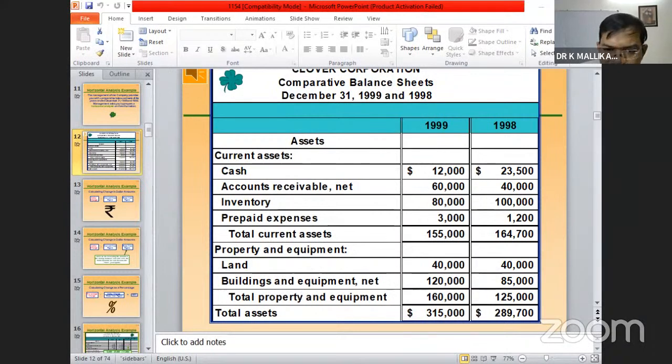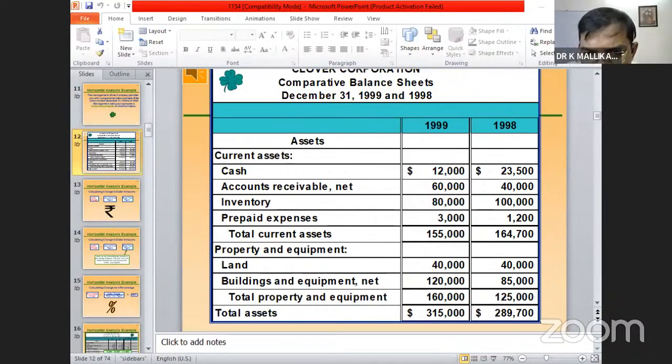Like you can see here, prepaid expenses: 1,200 earlier, now it is 3,000, and 1,800 is the difference. 150% is increased. Okay. So like this we will calculate all these comparative statements. Very simple, very easy to calculate. The only thing is that if the current year minus previous year amount is a minus amount, we calculate it in terms of percentage.